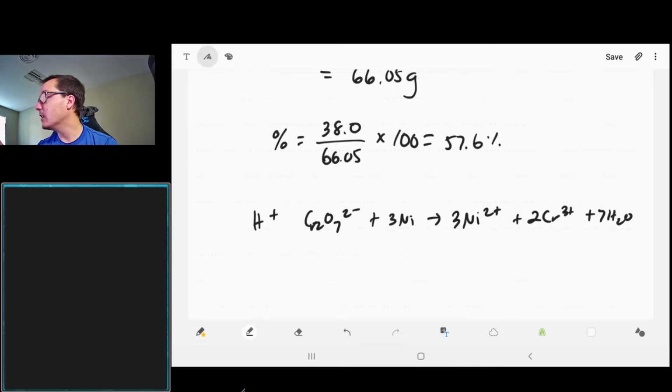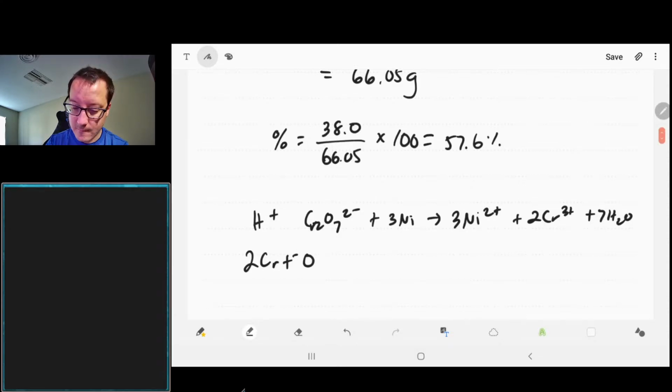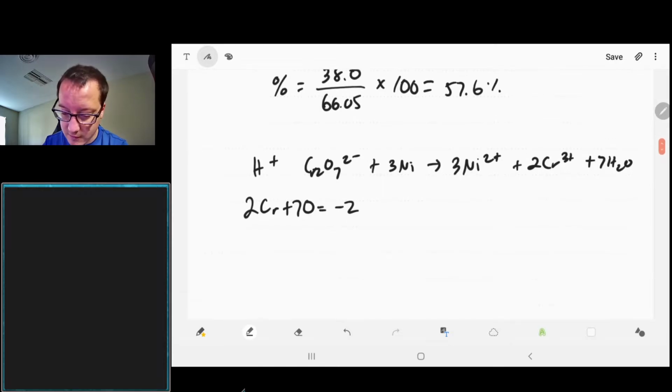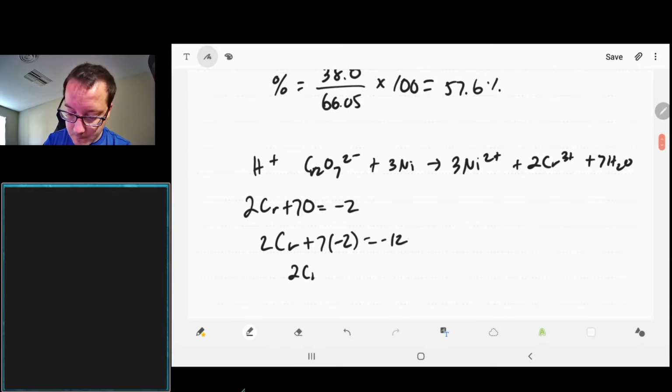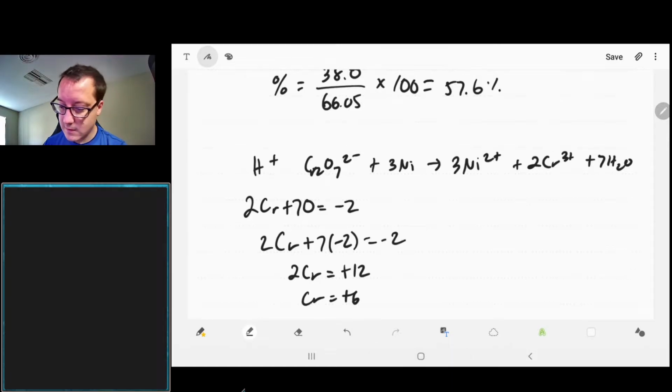The reducing agent is the one that is oxidized. So let's go ahead and see if we can get any oxidation numbers out right away. For the Cr2O7, we can figure out what those are going to be. The chromium we don't know. It's a transition metal. So 2Cr plus 7 times -2, so minus 14. Plus 12, Cr is 6.